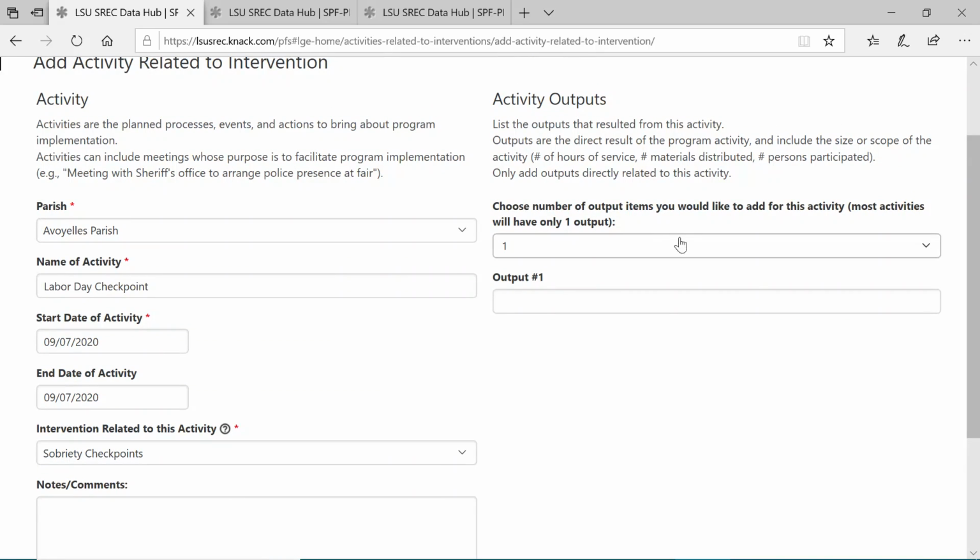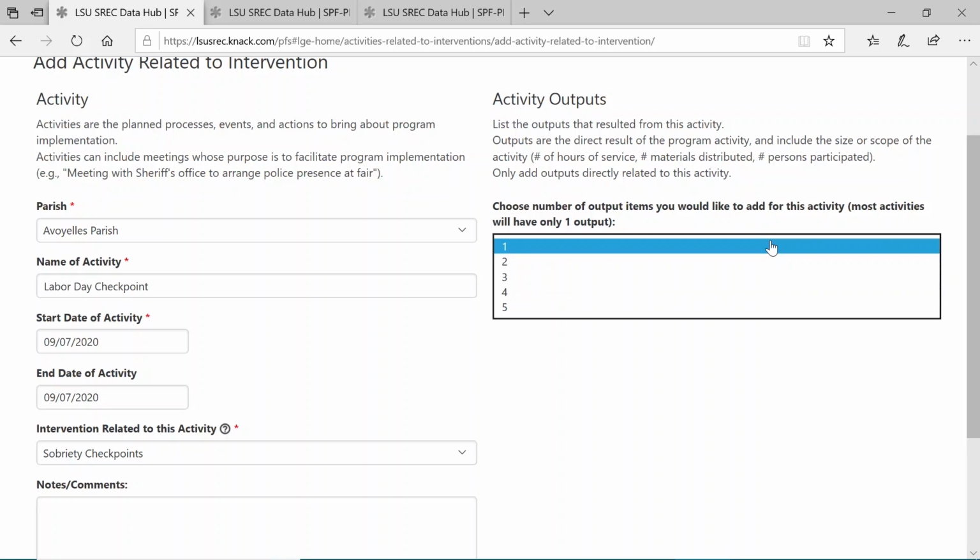The number of outputs is usually going to be 1, but in some cases it might be more, so we did give you the option to put more. In this case, I have only 1 output, I'll say 56 vehicles checked at checkpoint. I'm not saying that that has to be an output for sobriety checkpoint. I don't actually know what the output usually is for that, but this is just for demonstration purposes.